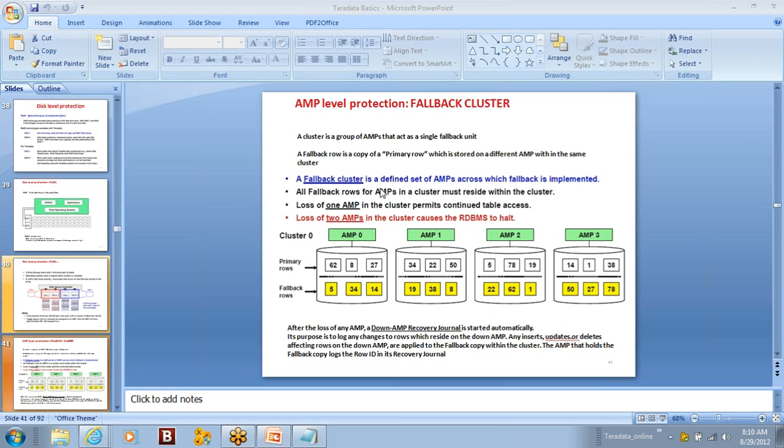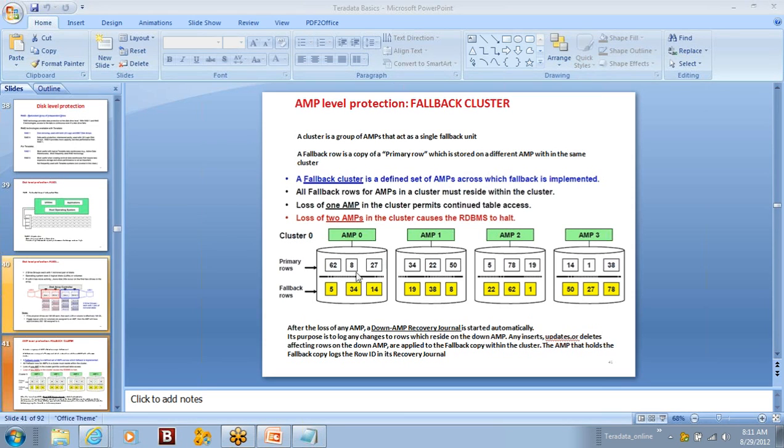A fallback cluster is defined as a set of AMPs across which fallback is implemented, and all fallback rows for AMPs in a cluster must reside within the cluster. The loss of one AMP in the cluster permits continued table access. Even though one AMP failed, I can still continue accessing my table. Loss of two AMPs in the same cluster causes the RDBMS to halt.